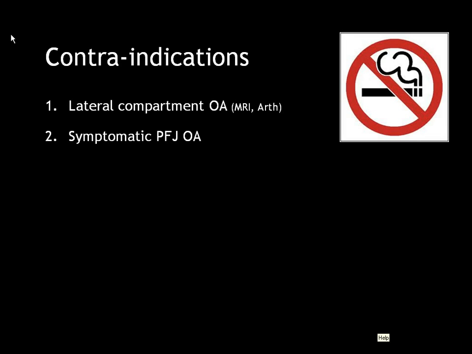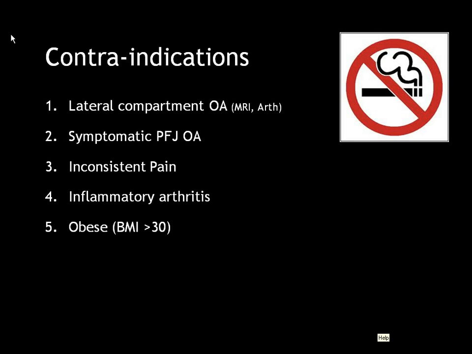Symptomatic patellofemoral joint, as we said, the degree: is it mainly a patellofemoral problem or is it mainly a medial problem? Inconsistent pain. Sometimes you have the classic picture of a medial genu varum osteoarthritis, but he doesn't have any pain in the medial compartment. So you have to be wary of these patients. The improvement may not be as good as the classic ones. Inflammatory arthritis affects the whole joints, so you expect that the lateral compartment will be affected in a short time.